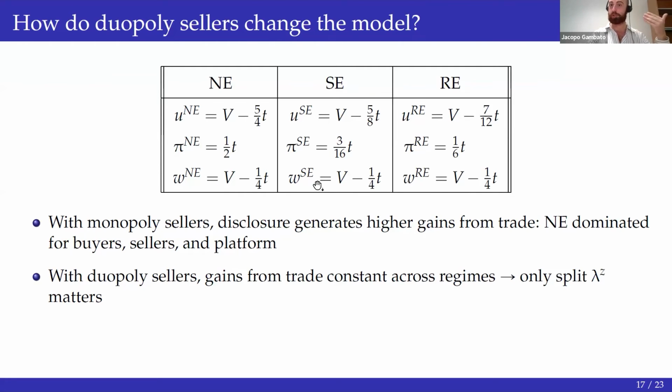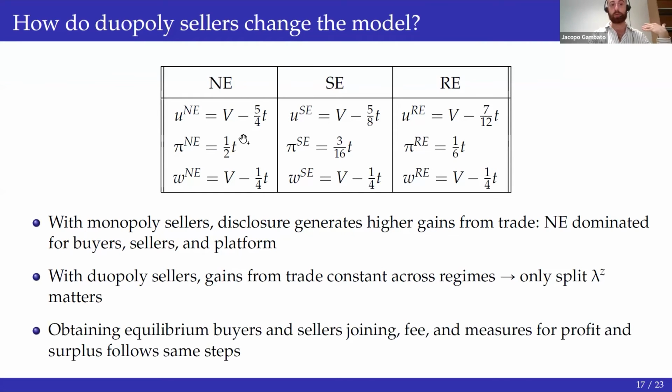The only thing that changes is how these are split through the expected utility and the expected profit on the two sides. And we can see here that the more disclosure is given to consumers, the higher the expected utility of consumers and the lower the expected profit of sellers. So after we do exactly the same exercise, we can reobtain the equilibrium levels of entry for both sellers and buyers, the equilibrium alpha, and then compare them side by side.